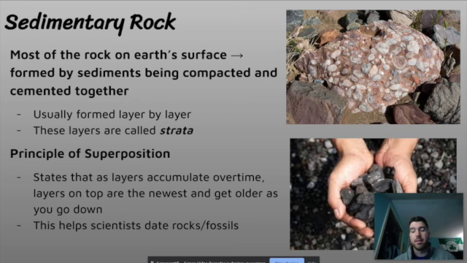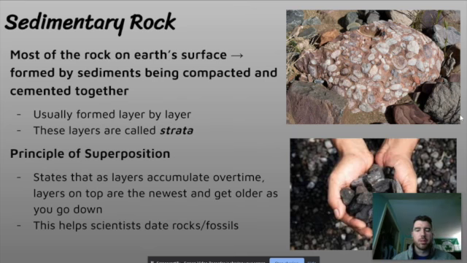And a very important concept to know is the principle of superposition. This basically just means that when it comes to sedimentary rock, rock that is on the top layer is the newest, and the layers as you go down get older and older.